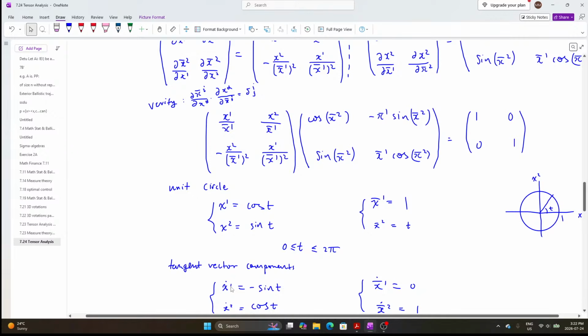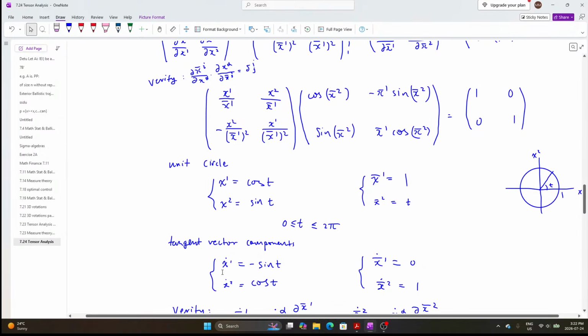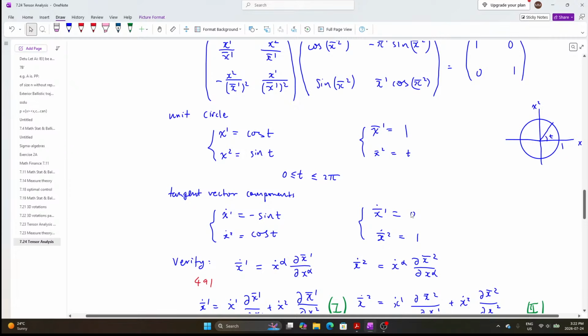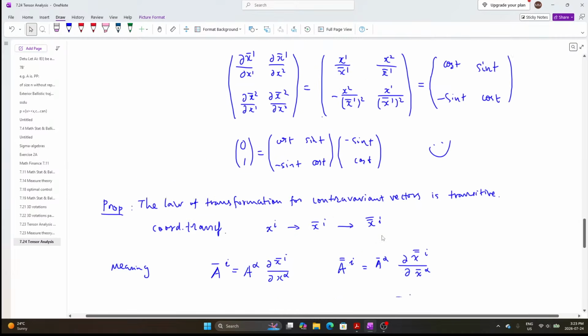you can think of x dot as big X. x1 dot as big X, x2 dot as big Y. The two together are the components of the tangent vector in Cartesian coordinates. And 0, 1 together are the components of the same tangent vector in polar coordinates. So you can imagine this is x bar 1 dot, this thing as big R, and this is big theta. So is that clear now?